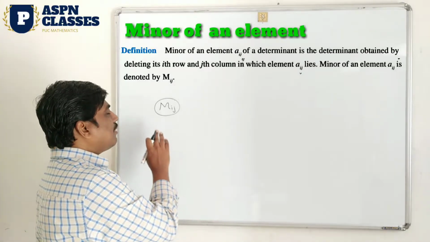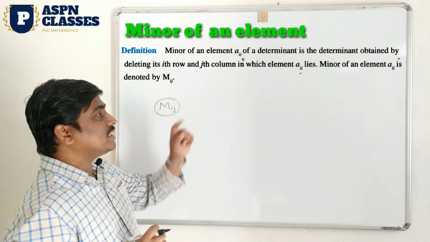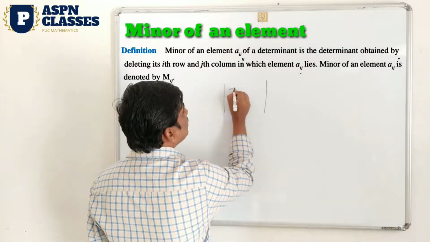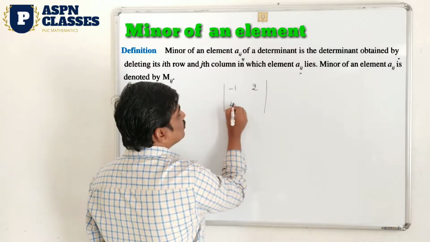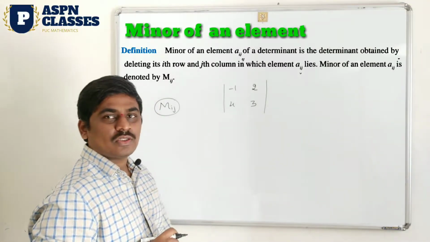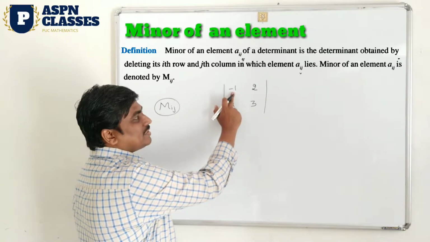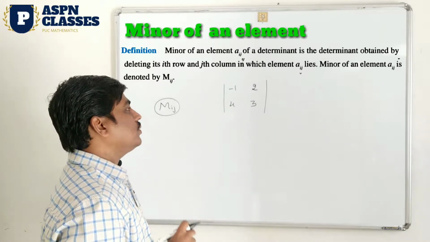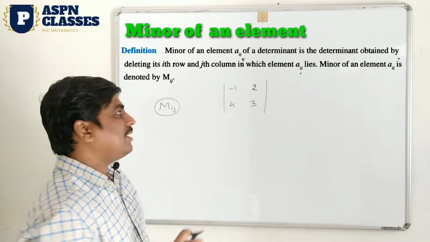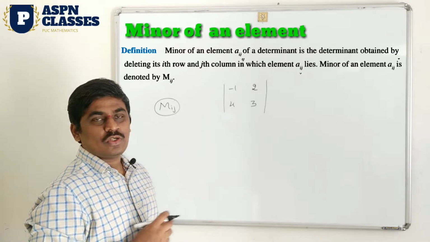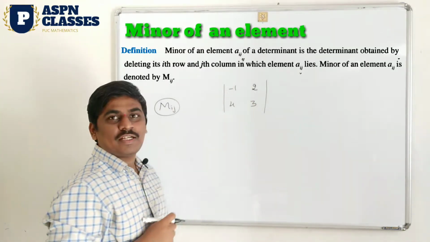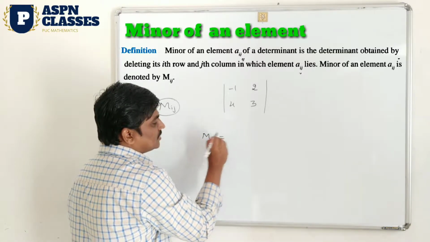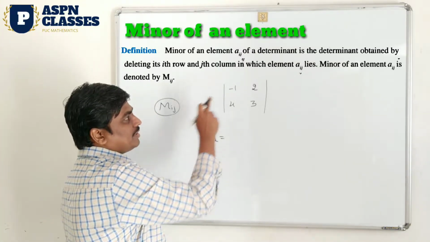So how do we find the minor, the ith row and jth column? Suppose I take a 2 into 2 order determinant. First I take -1, 2, 4, 3. This is the 2 into 2 order. So this element is a11, this is a12, this is a21 and a22. What is the minor of the element 2? You have to find the minor of 2, so M12 is the answer.